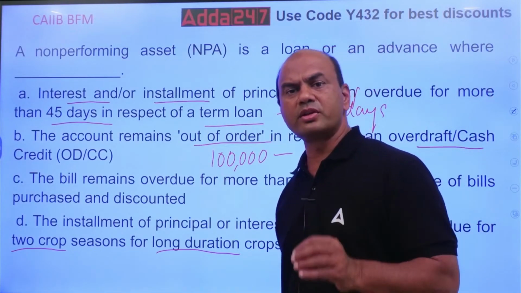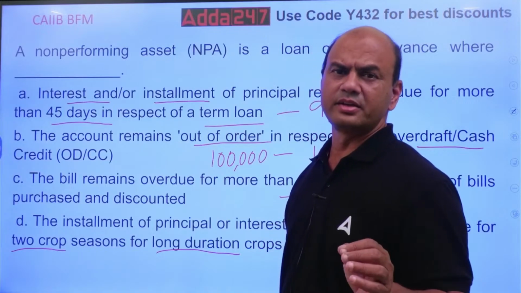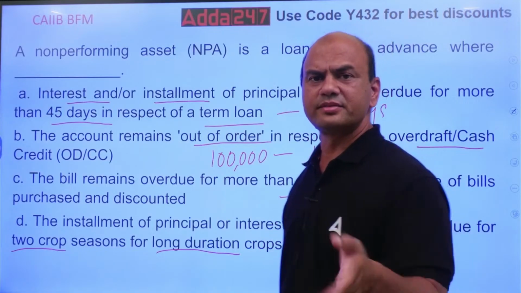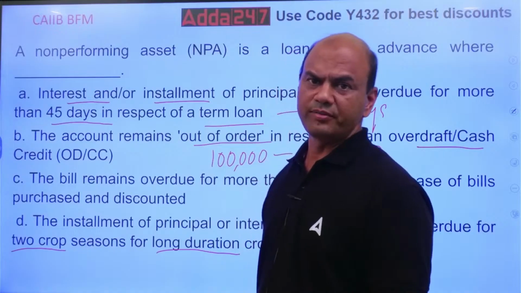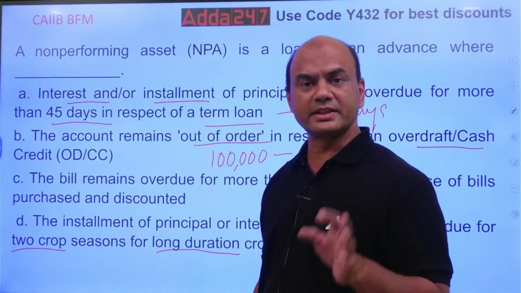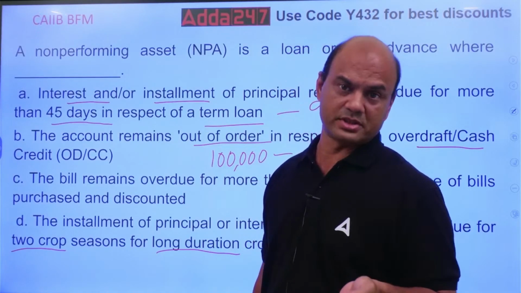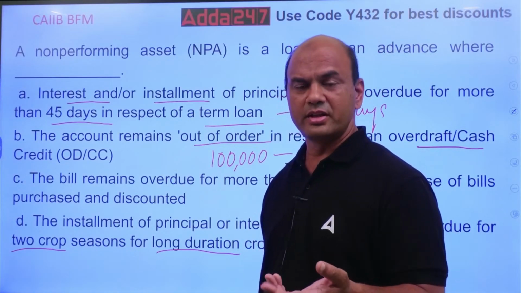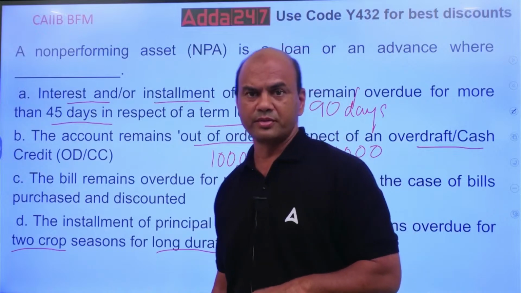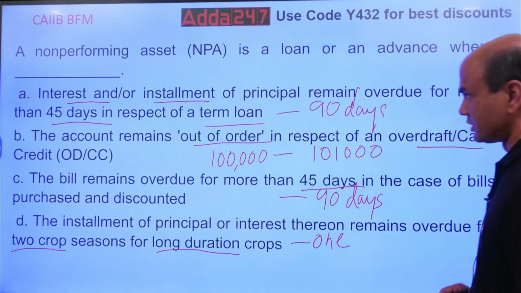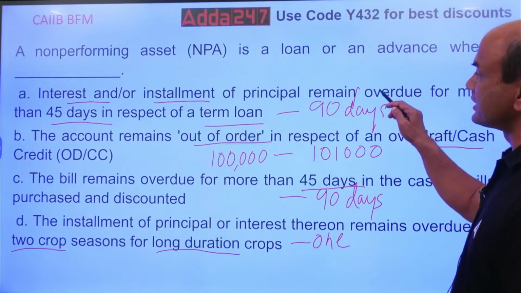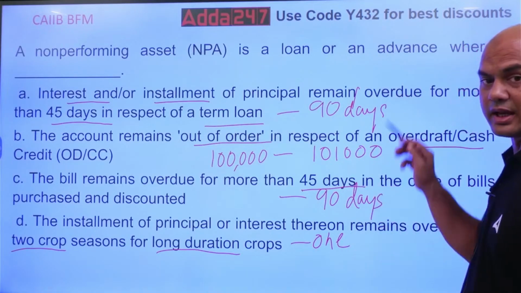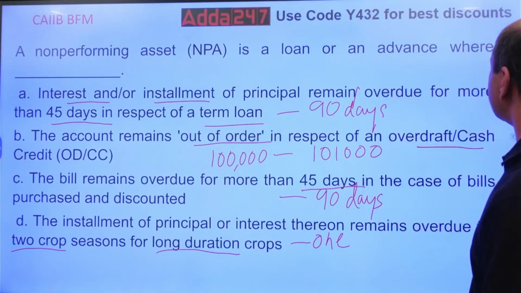When any account is out of order constantly for 90 days, it is called an NPA. It not only depends on the sanction amount, but also on the DP calculations. If it goes beyond your DP, then also it's called out of order. Got it? So the correct answer is this. And the correct answers for these are also, kindly note, 90 days.